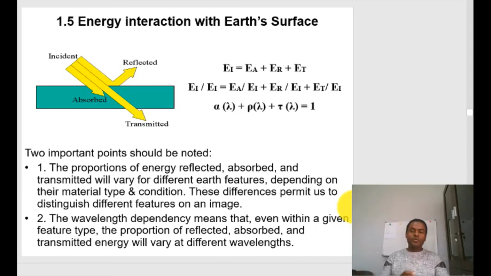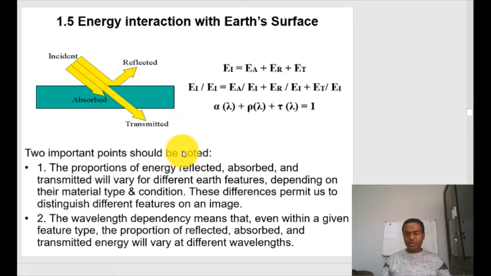For example, if your object is forest, the amount of reflected energy in the near infrared portion of the spectrum is very high compared to the amount of reflected energy in the visible portion of the spectrum. This is a peculiar characteristic of forest reflectance. If you see the reflectance of soil, it is different. If you see the reflectance of water, it is different. But let's fix the object. Now the object is forest. Even if the object is the same, the amount of reflected, absorbed, and transmitted energy will vary depending on the wavelength region.